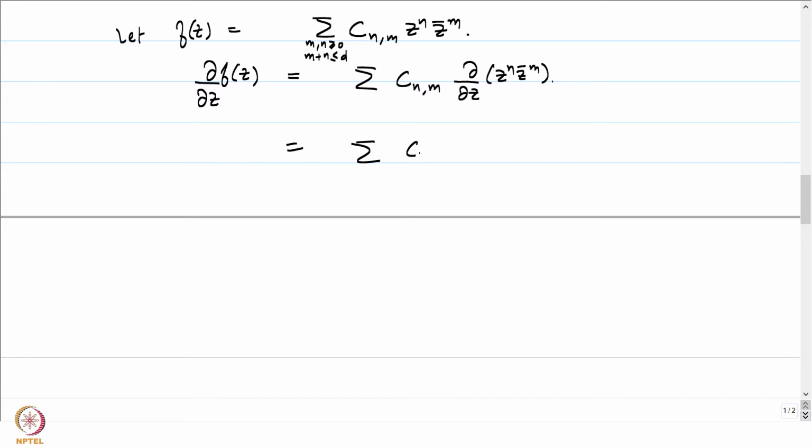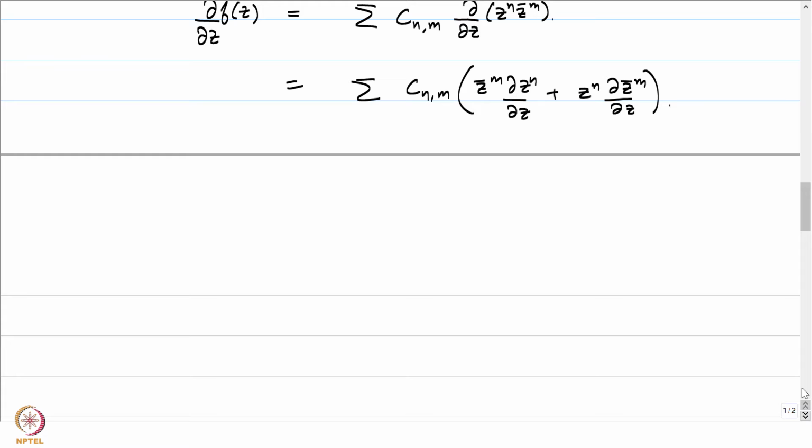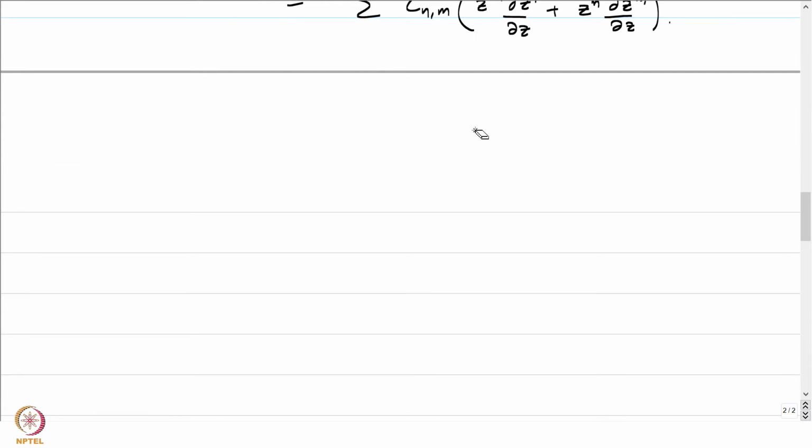So let's see what happens here. This is going to be the summation c_nm. Now by applying the product rule or the Leibniz rule, this is going to be ∂z^n/∂z times z̄^m plus z^n times ∂z̄^m/∂z. This is precisely what we will be getting by looking at the derivative of z^n z̄^m. So recall that the operator ∂/∂z is the same operator as earlier, the operator d/dz that we were talking about.